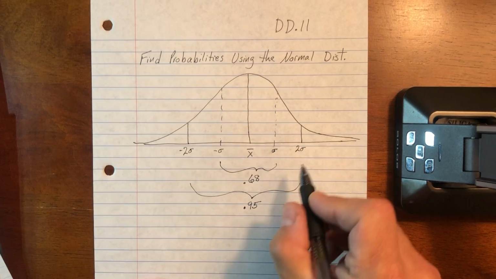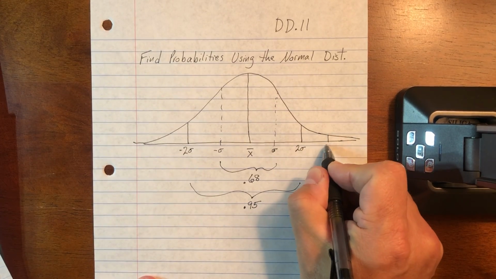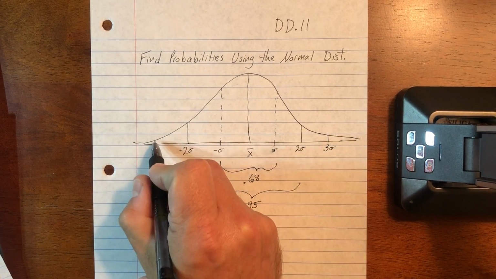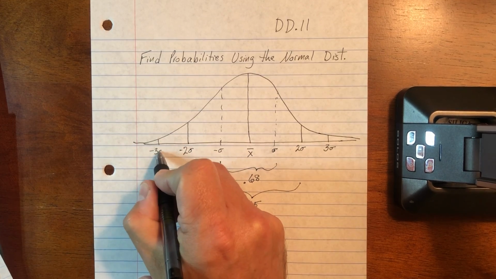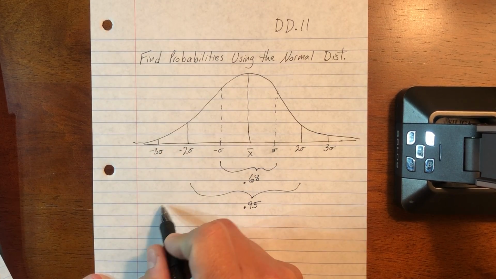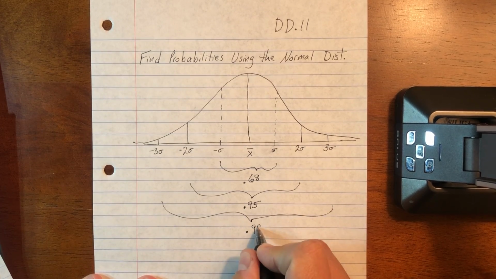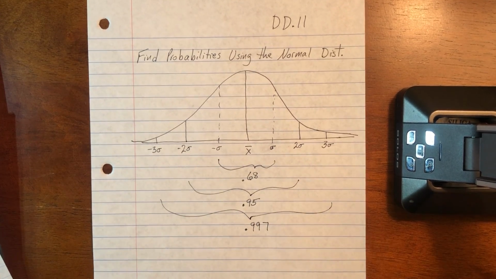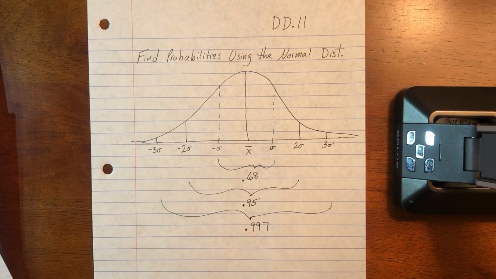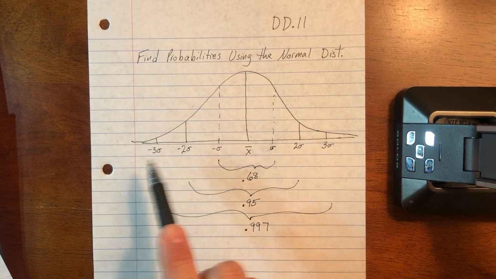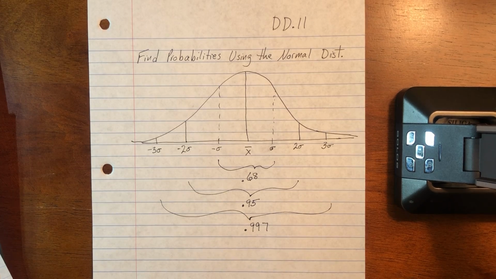And today we're going to talk about what if we go one more? What if we go 3 standard deviations of the mean in that direction, and we've got negative sigma in that direction? Well, from there to there is 0.997. So 99.7% of the data is within 3 standard deviations of the mean.